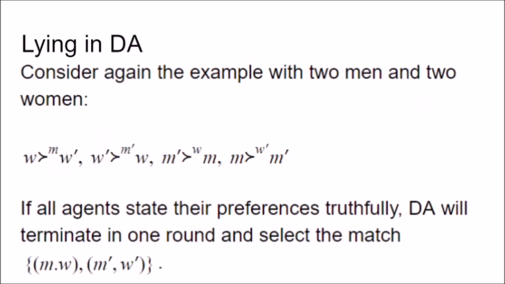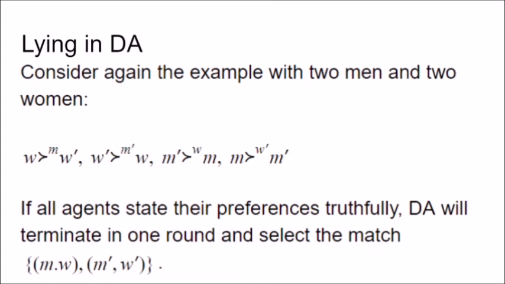Now, I want to take a moment to talk about lying. People often ask the question, is all fair in love and war? And I'm not going to claim to answer that question, but lying seems to have some benefits for the liars. So let's go back to our example with 2 men and 2 women. With this given preference relation, if all agents state their preferences truthfully, then the DA algorithm will finish in one round, and it will select the match MW, M prime, W prime. Now notice that for woman W, she actually prefers the other man to the one that she got. She would prefer M prime, but she got M.